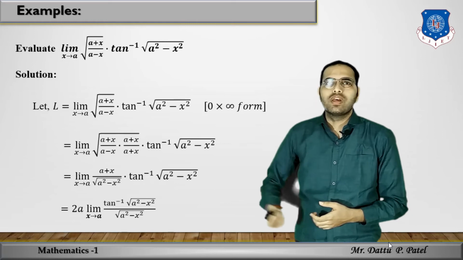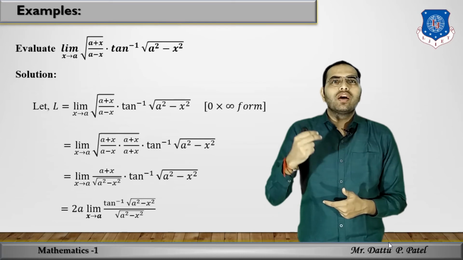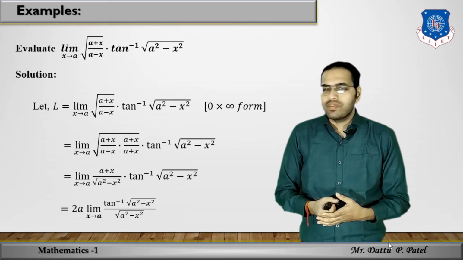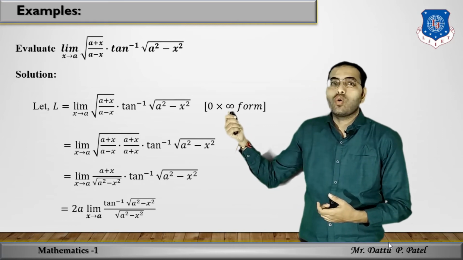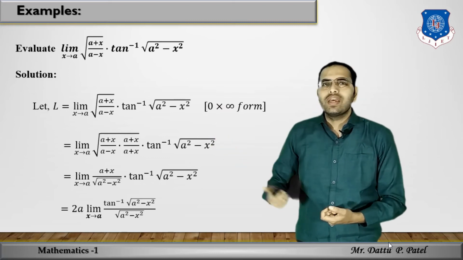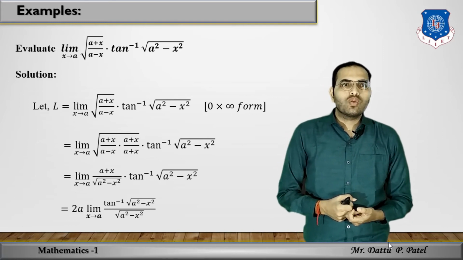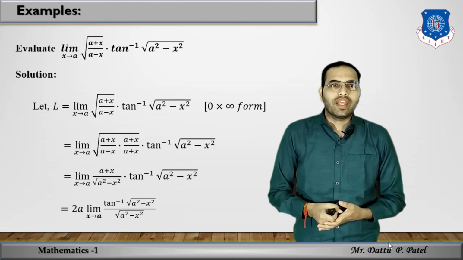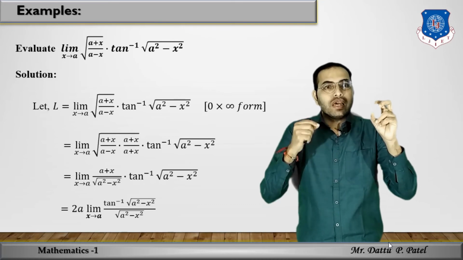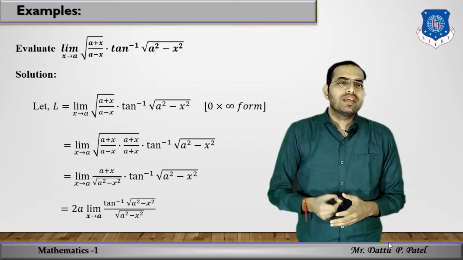Then in the first term we have the square root of a plus x upon a minus x. Applying the conjugate, multiply and divide with a plus x in the first term and simplify that term. Then a plus x into a plus x, the whole square root, cancels out, and it becomes a plus x. In the denominator, a minus x into a plus x, we can write as a square minus x square, into tan inverse of square root of a square minus x square. Now here we have two terms: limit x tends to a of a plus x, into tan inverse of square root of a square minus x square upon square root of a square minus x square.